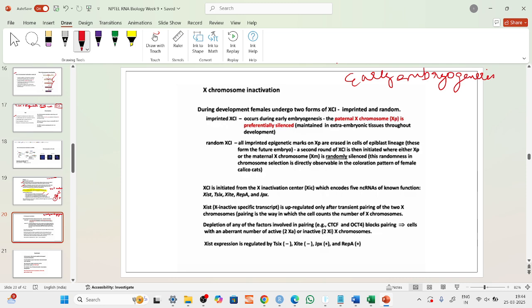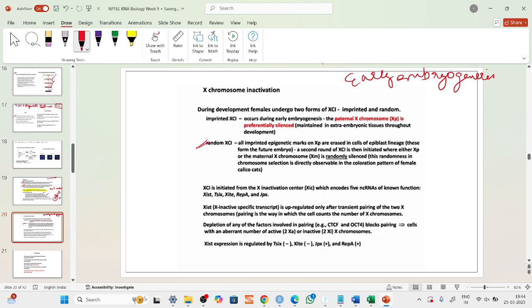So basically, imprinted X chromosome inactivation happens during early embryogenesis. Then, all imprinted epigenetic marks on the XP are erased in cells of the epiblast lineage. A second round of X chromosome inactivation is then initiated, where either the paternal X chromosome or the maternal X chromosome is randomly silenced. Okay, this is your random X chromosome inactivation.